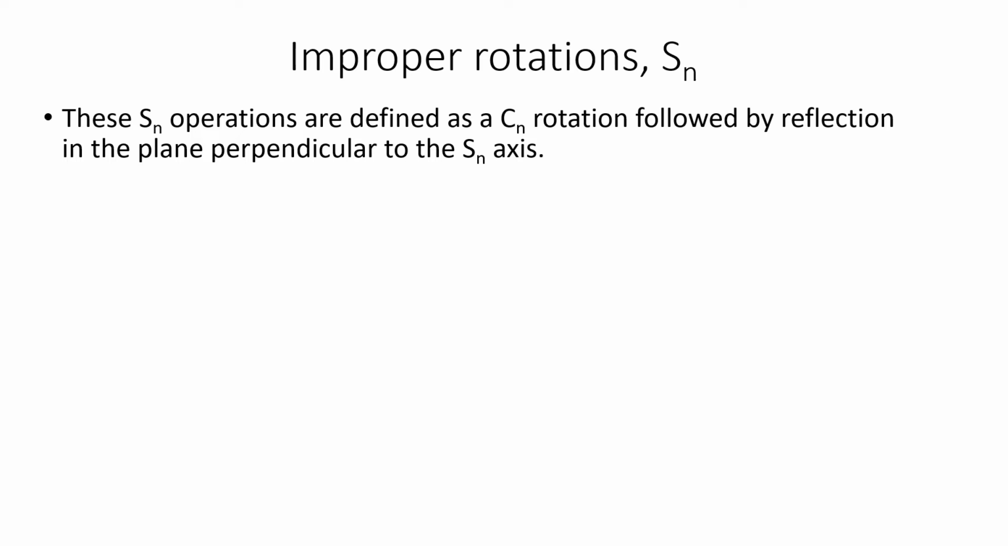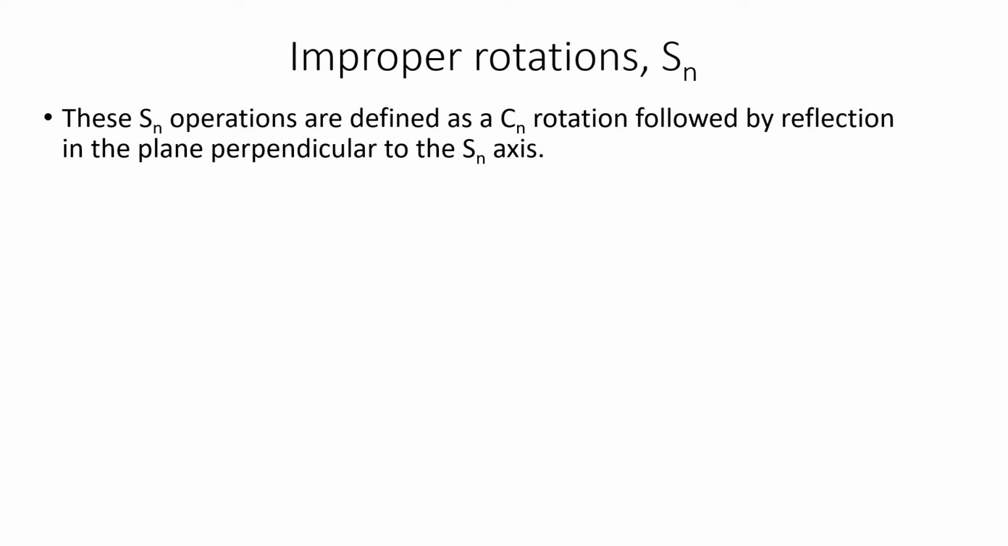Now, onto a new type of operation, the so-called improper rotation. And when you first see it, it seems a bit bizarre because it looks just a bit derivative, because it's saying that these operations based on an SN axis involve a rotation around the axis. So if it's an SN axis, then you have an n-fold rotation around the axis, followed by reflection in the plane perpendicular to the SN axis.